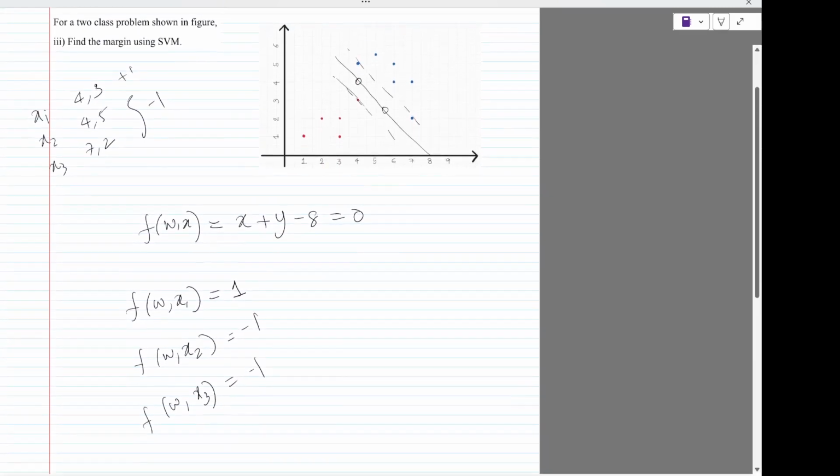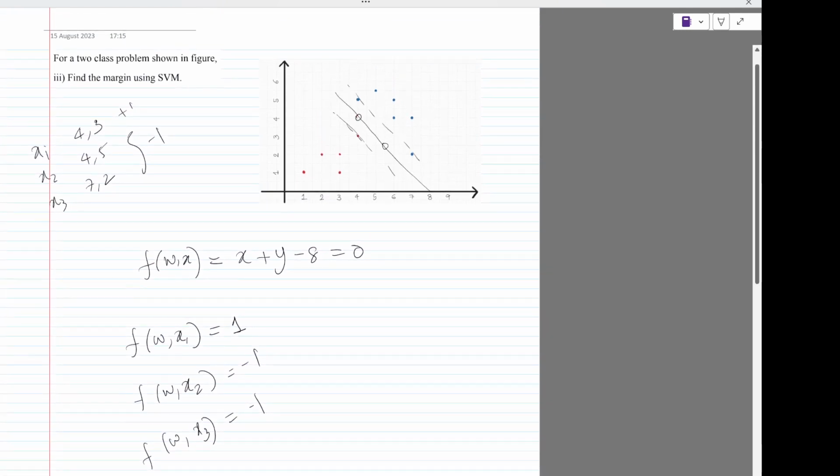If I substitute 4, 3, I get minus 1, right? 4, 5, I get plus 1. 7, 2 also I get plus 1. So that's okay. It's like you just flipped the signs. This became class plus 1 and this became class minus 1. So it is satisfying this. That means I can just do 2 by norm of w to find my margin. That is 2 by root 2 is equal to root 2.